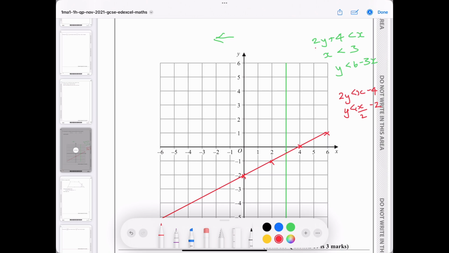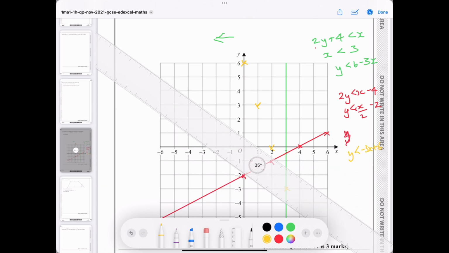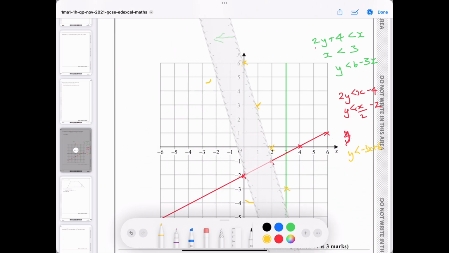And then the last one, I'm just going to reorganize that to y, and I'm going to put this in another color. So I'll put this in yellow. So y is less than minus 3x plus 6. So that's fine. So now that means that it goes through 6, which is there, and it's going downwards. So every time it goes down 3, it goes along 1. So this one looks like this. And then we'll just fill that one in. There we go. So just make sure it goes through all of those.